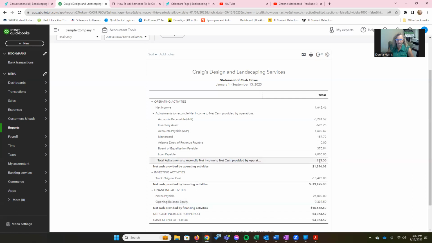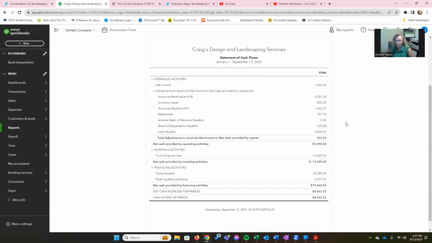And then by the time we do all of our adjustments, we have net cash provided by operating activities. So we have the 1642.46. We're going to add all of these up. It comes out to the 243.56, and that gives us $18.96 in net cash from operating activities. And then we have an outflow of $13,495 and an inflow of $25,000, an opening balance, which is non-cash usually.